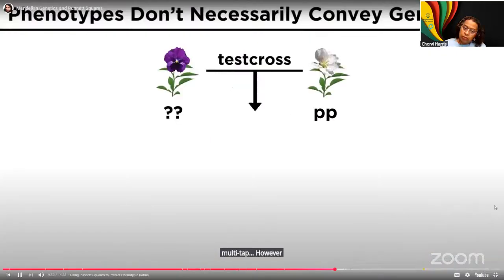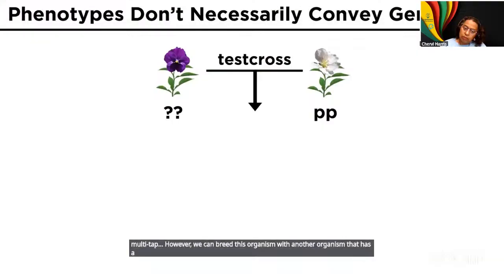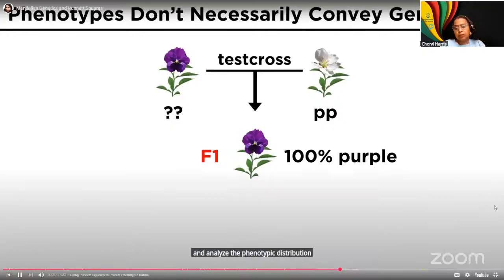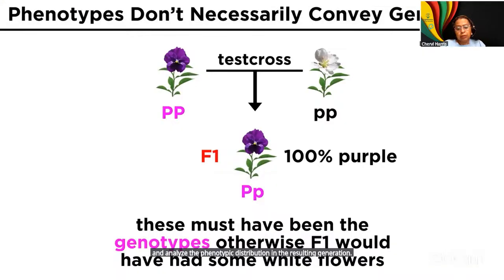However, we can breed this organism with another organism that has a known genotype for that trait and analyze the phenotypic distribution in the resulting generation to decipher what the unknown genotype must be.